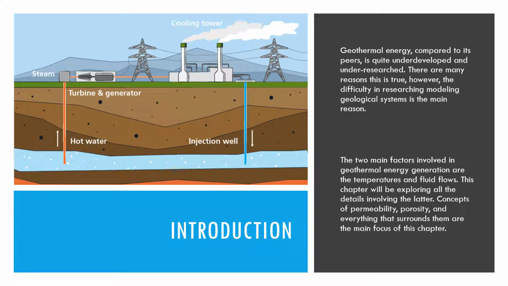And there are a lot of approximations involved in this field in general, and so that's mainly why there's a lot of difficulty in this. The two main factors involved in geothermal energy generation are the temperature and fluid flows. This chapter will be exploring all the details involving the latter. So, this chapter is all about fluid flow in these geological formations. Concepts of permeability, porosity, and everything that surrounds them are the main focus that we will be discussing.